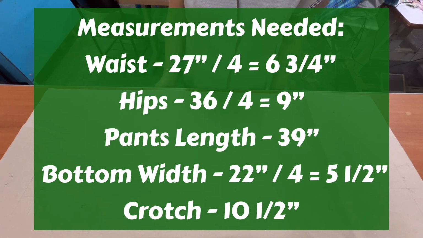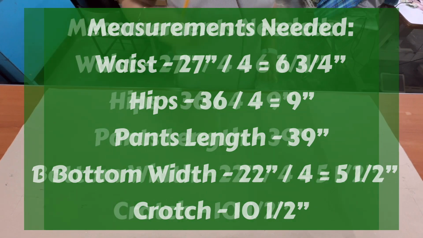Waist, example 27 inches. Hips, 36 inches. Pants length, 39 inches. Bottom width, 22 inches. And crotch, 10.5 inches. So these are measurements suited for medium-sized women.